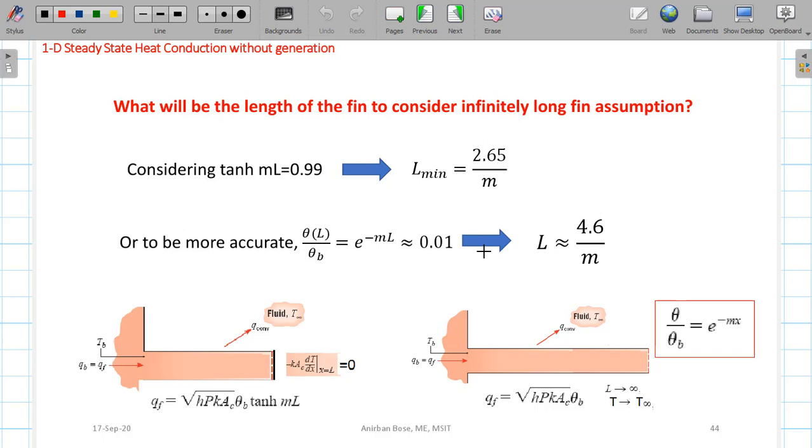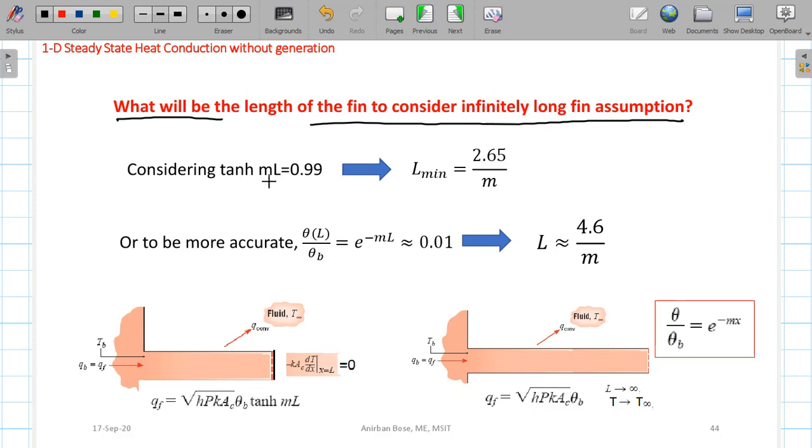Now another very important question: what will be the length of the fin to consider the infinitely long fin assumption? For an infinitely long fin, it is not physically infinitely long. So long means how much? How long will we consider for it to be treated as an infinitely long fin? Otherwise we will never be able to apply the infinitely long fin expression.